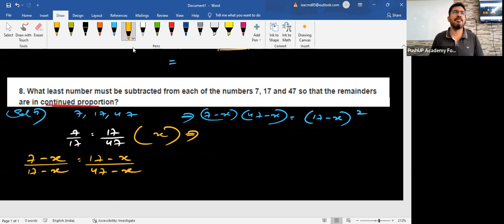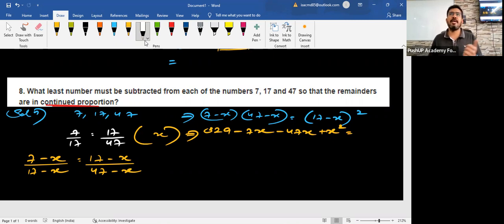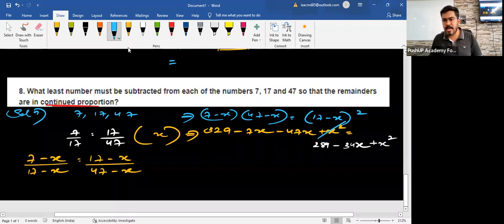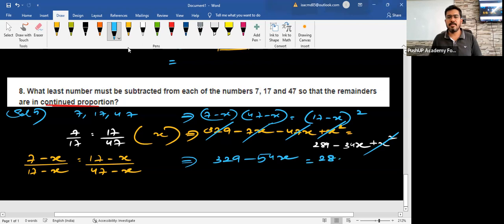Okay, let's open the brackets. So 7 into 47 is 329. 7 into minus x is minus 7x. Minus x into 47 is minus 47x. Minus x into minus x is plus x squared, which is equal to (17 minus x) the whole square. It is the (a minus b) the whole square form, isn't it? What is 17 square? 289 minus 2 into 17 into x is minus 34x plus x square. Now we can eliminate x square and x square directly. 329 minus 7x minus 47x, which is 54x, is equal to 289 minus 34x. Am I right? Now just simplify it, children, we get the answer. I think x is equal to 2.